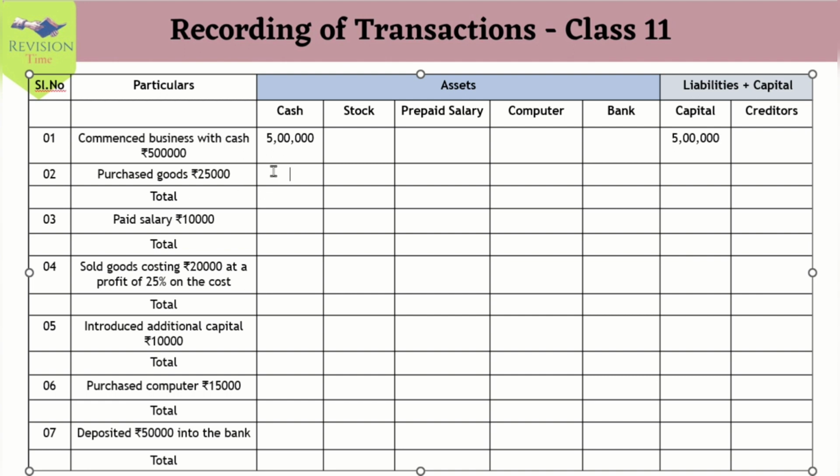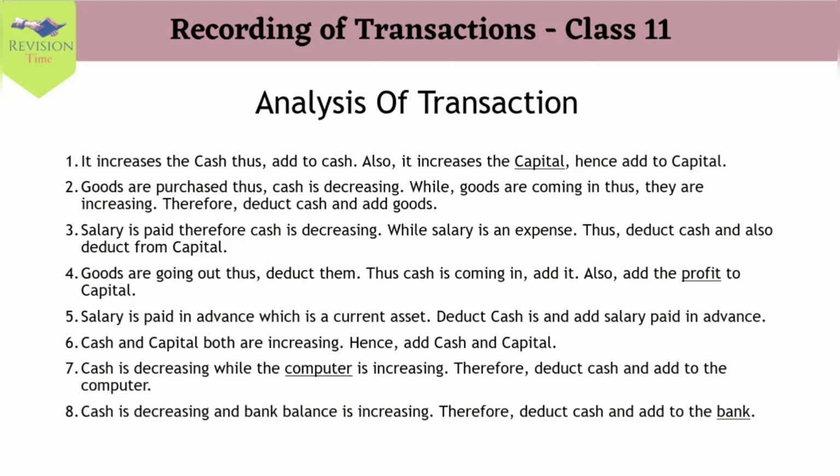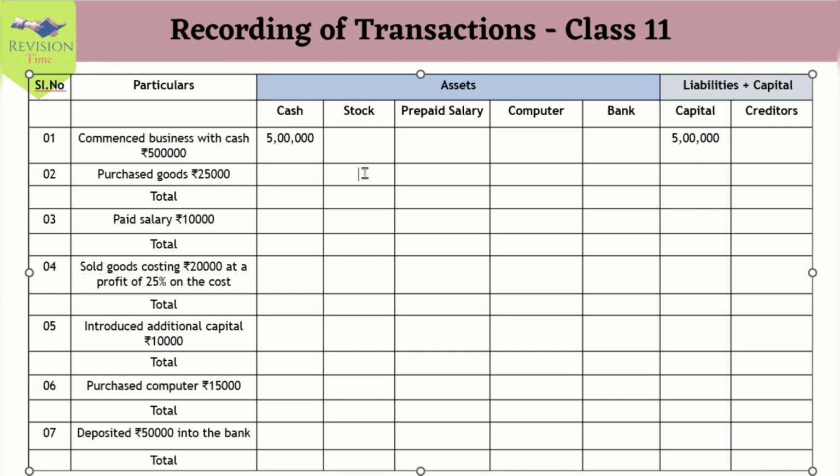Next, purchase goods 25,000. We are purchasing goods. So goods will be increasing. That is our stock increases. We are paying it in cash. So cash will decrease. So stock will increase by 25,000. And we are paying it in cash. Cash 25,000 is deducted. So cash remains 4,75,000 with us and 25,000 in form of stock and capital is 5 lakh.